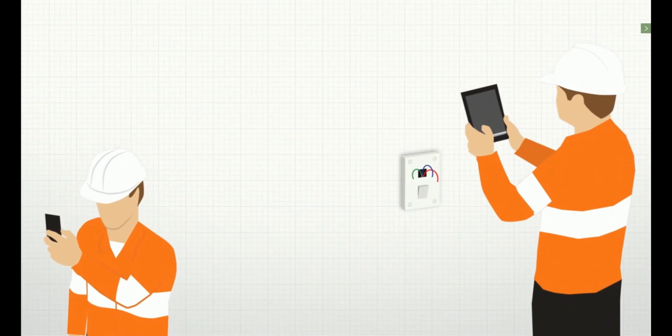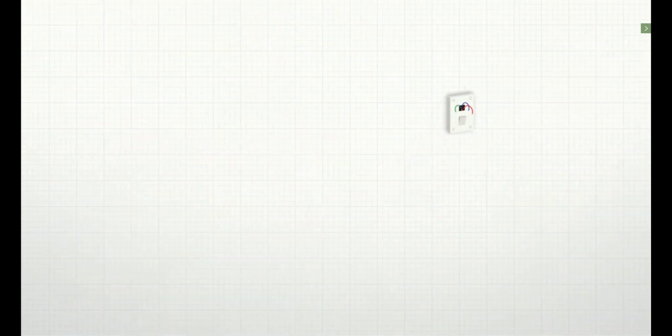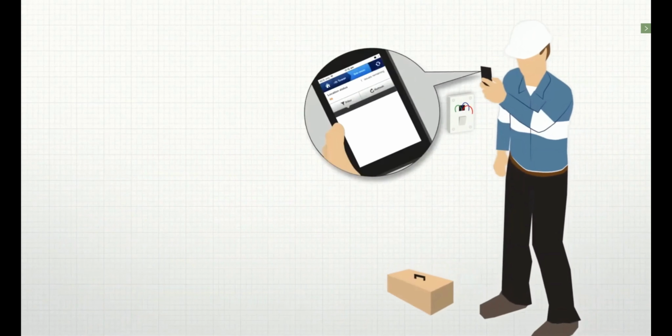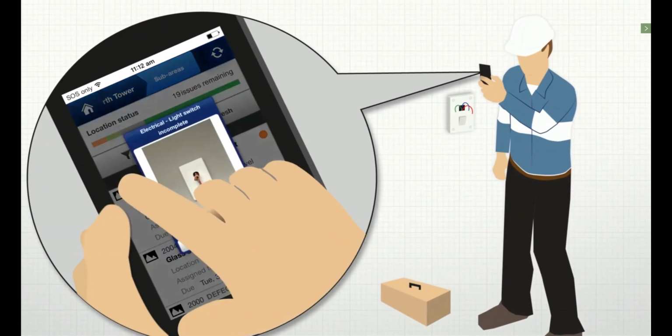Meanwhile, throughout our project, issues are recorded by our field inspectors and sent out for resolution. On site, subcontractors have instant access to punch lists with all the information they need, so they can make the fix and mark it for re-inspection. It's as easy as that.